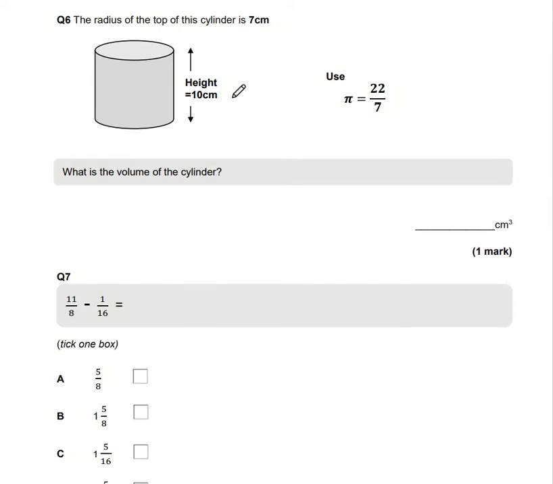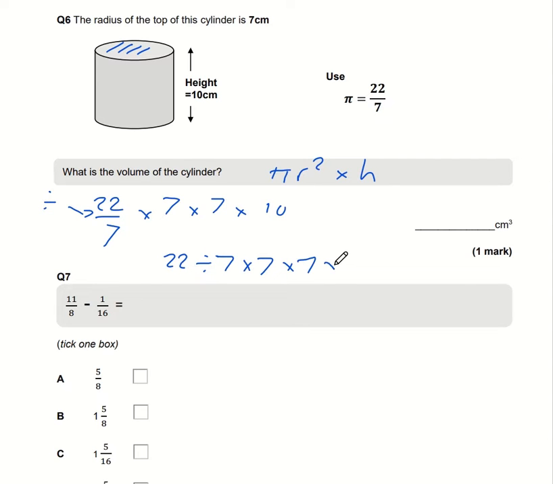Okay, the radius of the top of the cylinder is 7, the height is 10, use pi is 22 over 7. What is the volume? Well, the volume is going to be the area of the circle multiplied by the height. So that is pi r squared multiplied by the height. So that is 22 over 7 multiplied by the radius, which is 7, squared, so 7 times 7, multiplied by 10. Now 22 over 7, this line of a fraction means divide, so we could write this as 22 divided by 7 multiplied by 7 multiplied by 7 multiplied by 10.